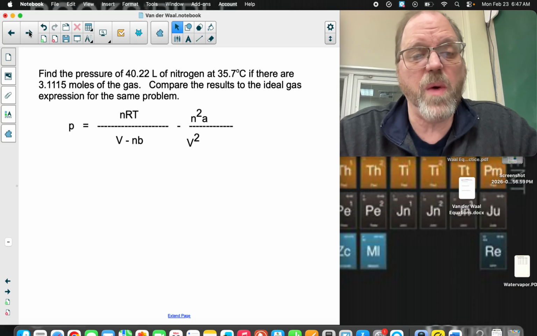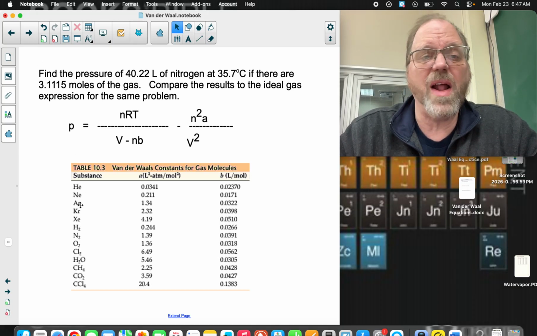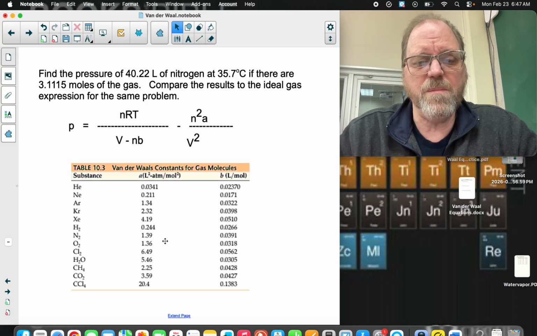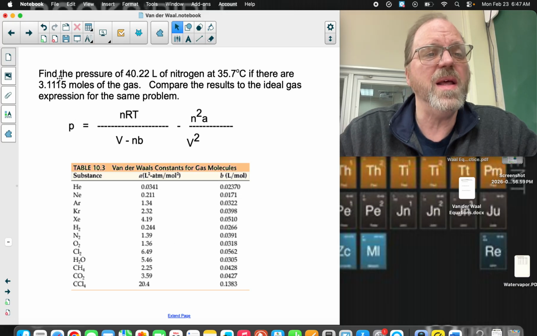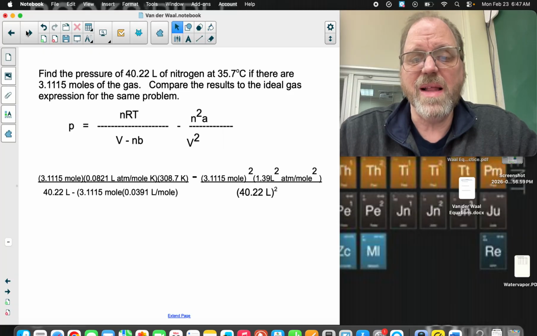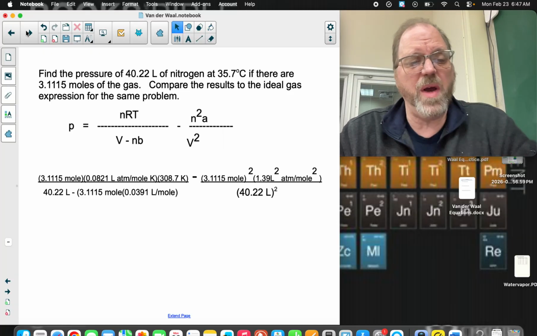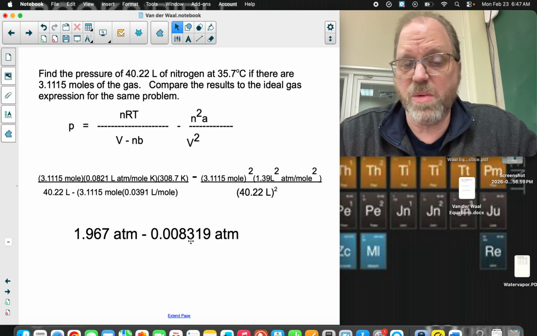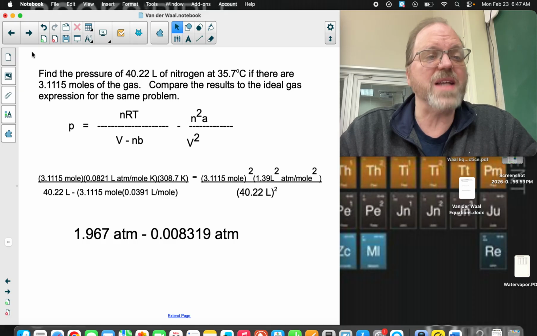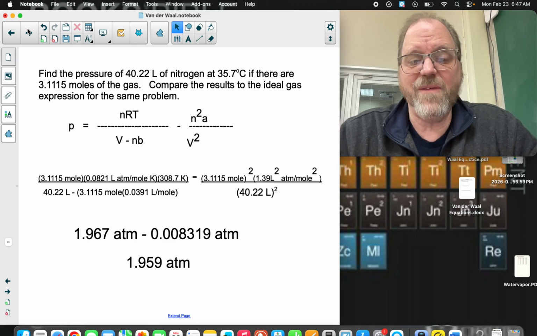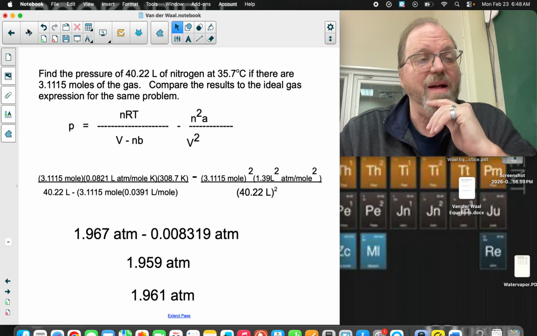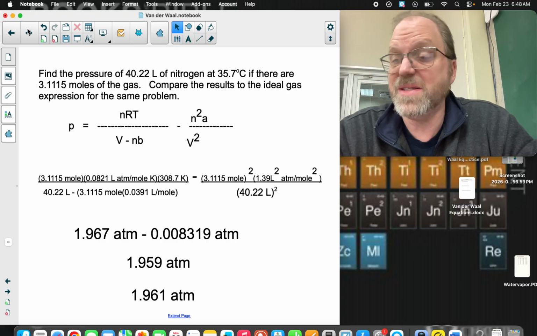All right, so take our equation, and if we look at our chart again, we're looking at oxygen, I think it is. Nitrogen, there it is. So nitrogen, A value 1.39, B value 0.0391. Take and plug our values in like such. When we do that, first equation, we get a number of 1.967. Second equation, we get a value of 0.008319. Last, filling the column, to 3 decimal places, an answer of 1.959 atmospheres. If we solve for P ideally, the answer comes out to be 1.961 atmospheres.